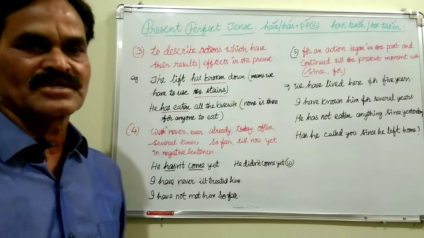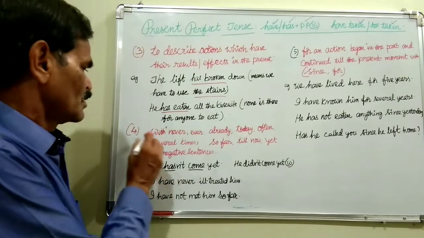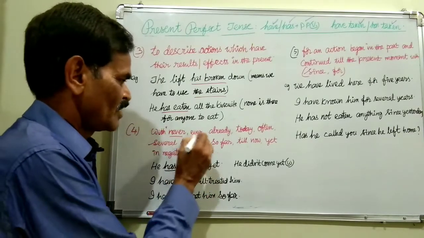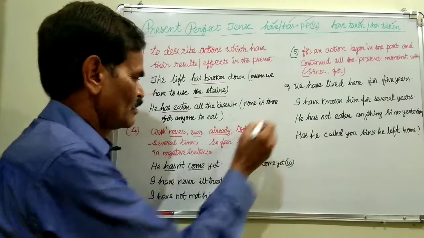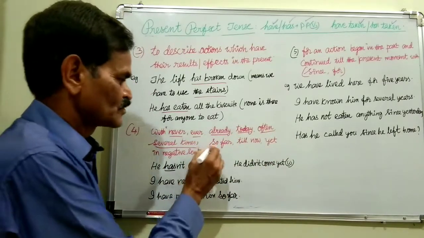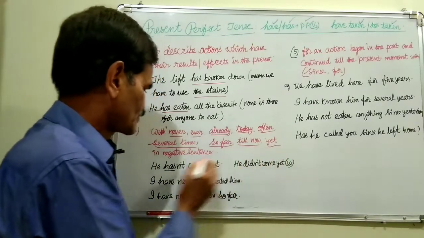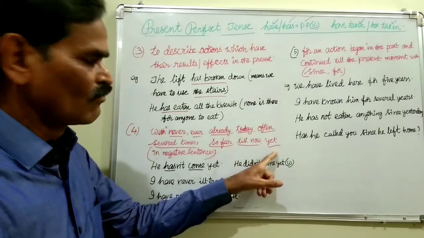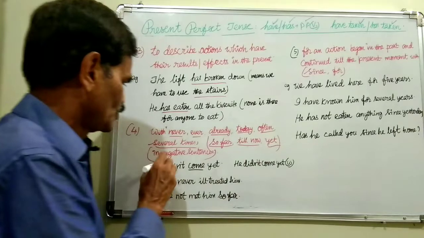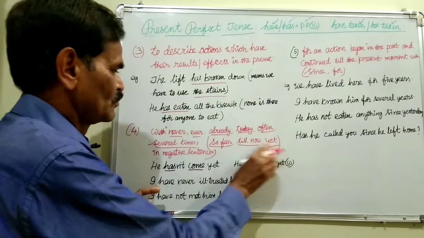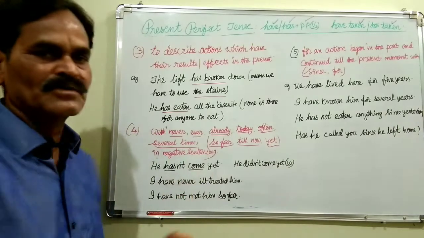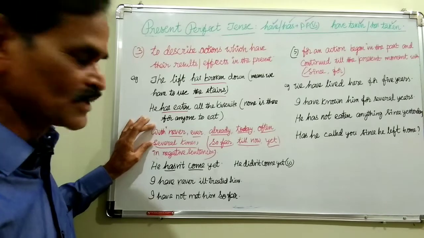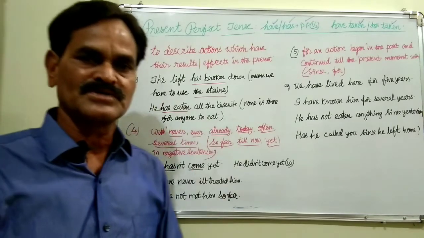Now what is the fourth occasion when we use present perfect tense? Okay, present perfect tense, have plus V3 or has plus V3, we use with never, ever, already, today, often, several times, so far, till now, yet. These three, so far, till now, yet, we use in negative sentences only, and the remaining ones we can use in questions, in negatives, and in positive sentences also.